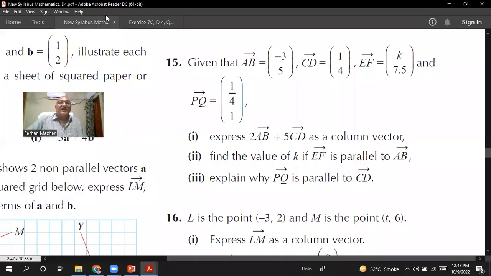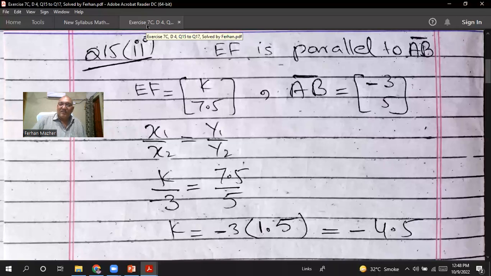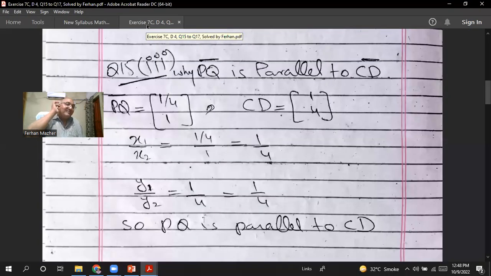Okay, so then it says explain why PQ is parallel to CD. Okay, that's the third part. So why is PQ parallel to CD? You know PQ is 1 by 4 and 1, and CD is 1, 4. Okay, so find the ratio of the x1 to the x2.